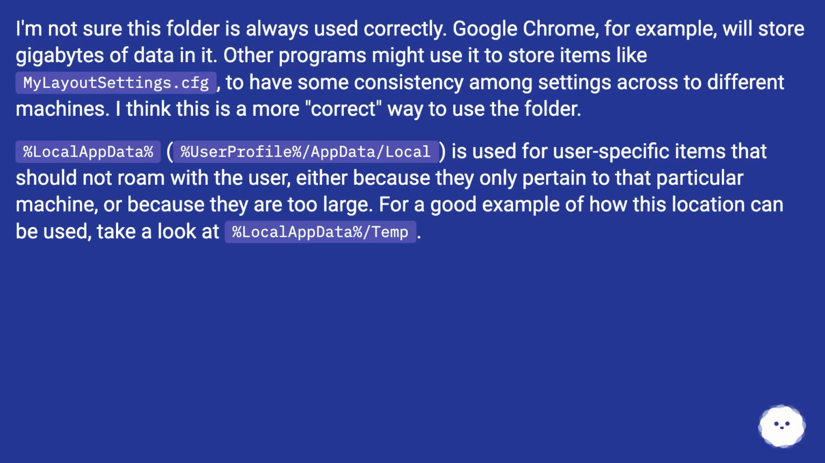%LocalAppData%, %UserProfile%\AppData\Local, is used for user-specific items that should not roam with the user either because they only pertain to that particular machine or because they are too large. For a good example of how this location can be used, take a look at %LocalAppData%\Temp.